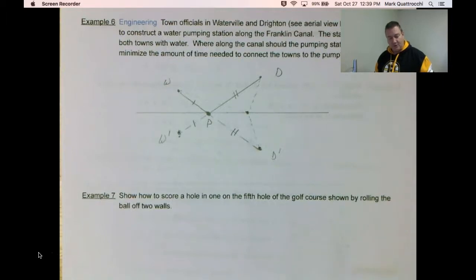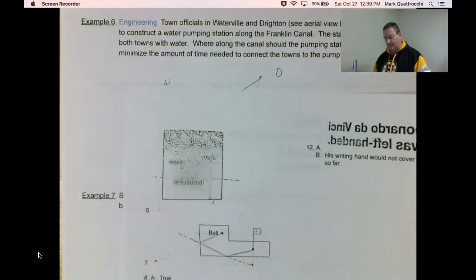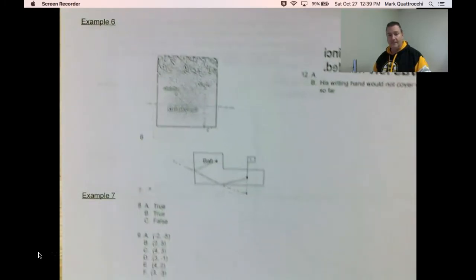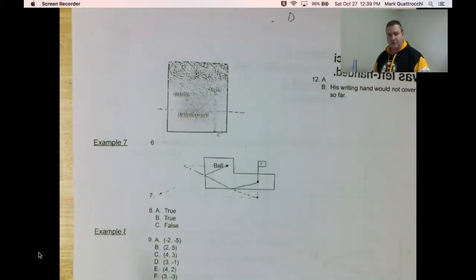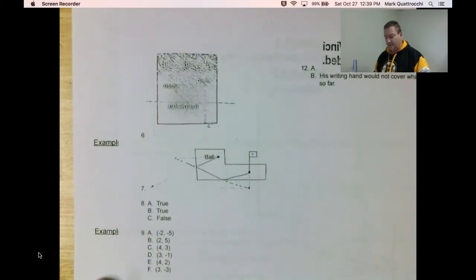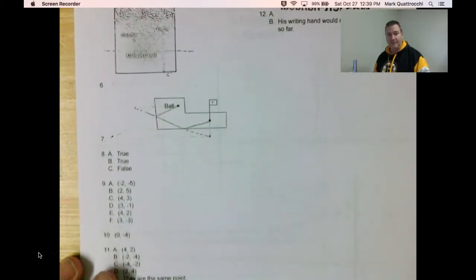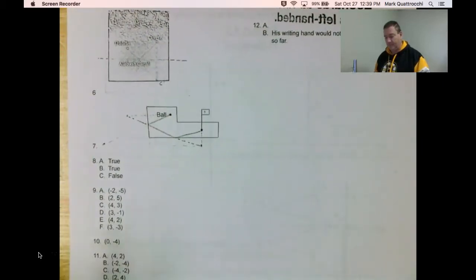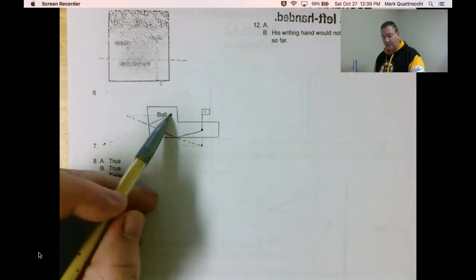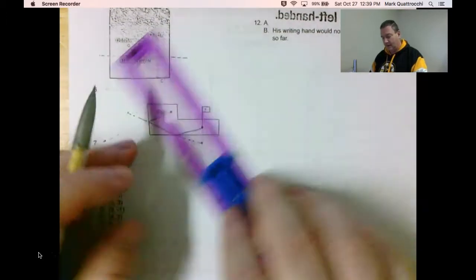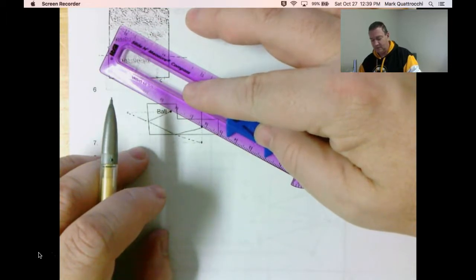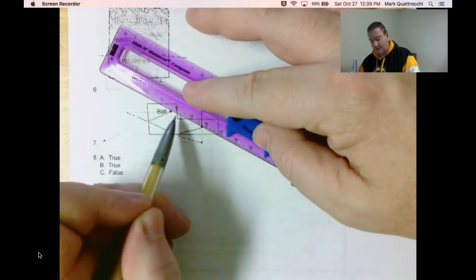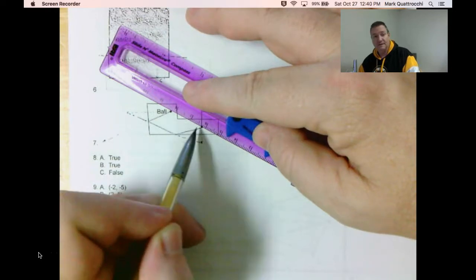I'm going to use the picture for example 7 because it didn't print out, and I'm going to show you. So this is like a mini golf problem, right? Where we're going to go off two walls to get the ball into the hole. Now, we can't go straight to the hole. There's walls in the way. We just can't. We have no short straight line distance to there.